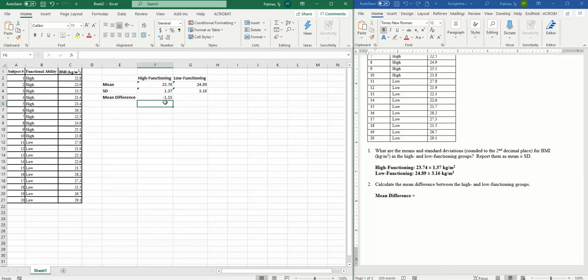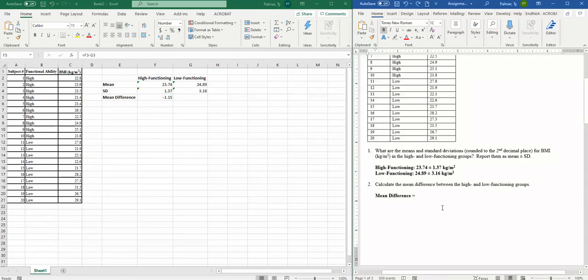All that negative or positive means is the relative size of the means. If the mean of group 1 is less than the mean of group 2 and we subtract, we're going to get a negative. If the mean of group 1 is larger than group 2 and we subtract, we'll get a positive. That's all the positive and negative sign means for the mean difference. So we calculated our mean difference as negative 1.15.